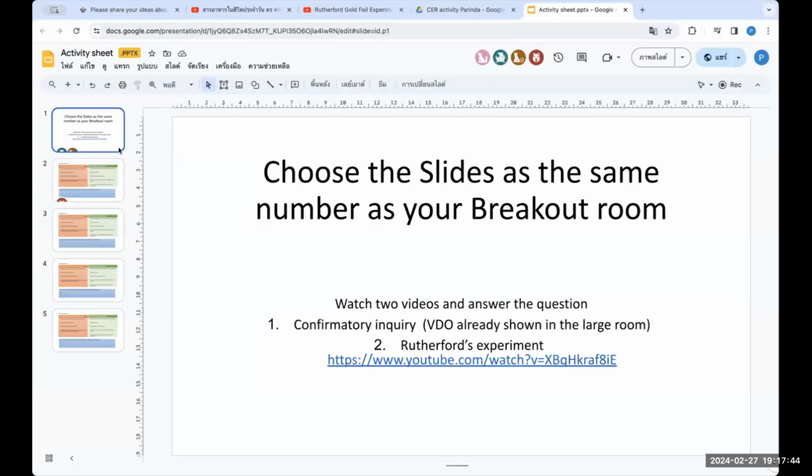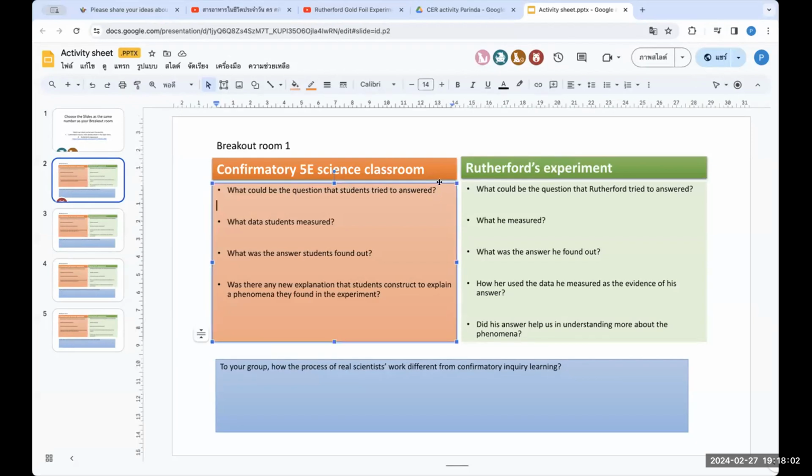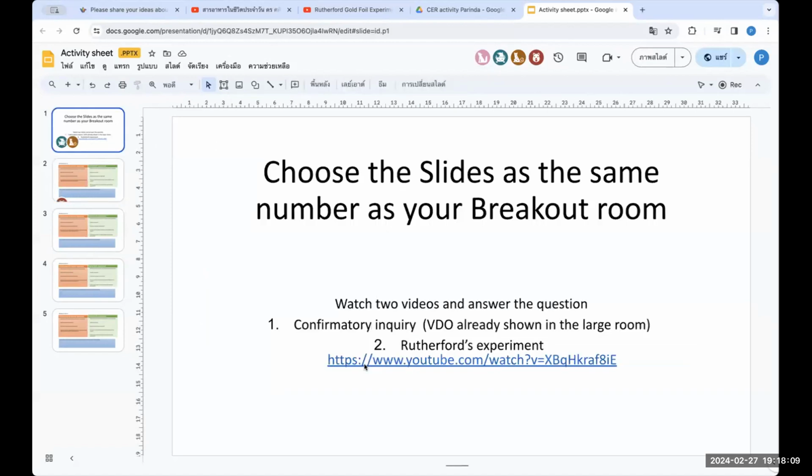Okay, this is the activity I mentioned about. After I open and explain about the first video about the confirmatory inquiry, I will put you into the breakout room and your group, please try to answer the color box. After finish, this link to watch experiment in the group and try to answer the question.